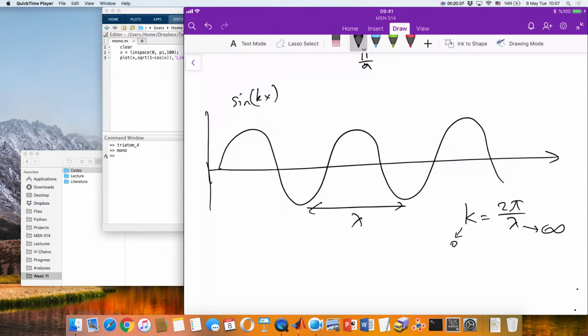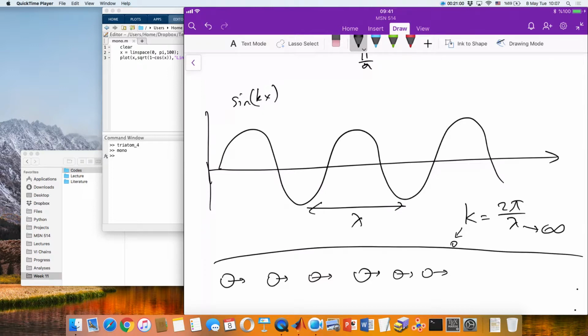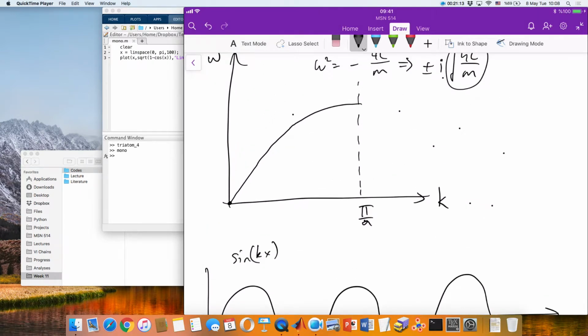Let's see what that means for our chain. Lambda goes to infinity means just a straight line. Okay, so I'm going to multiply these. You remember our mode was just 1 and nothing else, and I multiply it with a constant. What do you get? The whole chain moving, translating, right? Will there be any restoring force? No, right? That's why omega has to be 0.